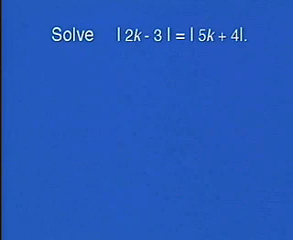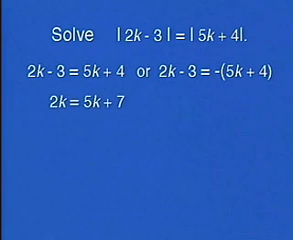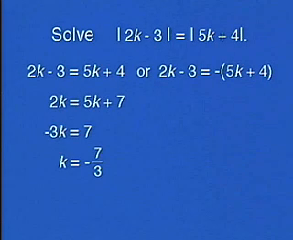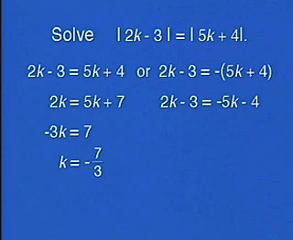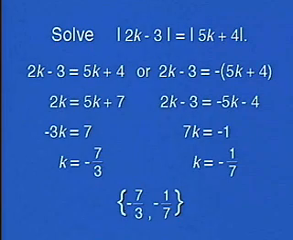Now let's look at an equation of the second type. We want to solve the absolute value of 2k minus 3 equals the absolute value of 5k plus 4. 2k minus 3 equals 5k plus 4, or 2k minus 3 equals the opposite of 5k plus 4. Solving the first equation, we find that 2k equals 5k plus 7, -3k equals 7, or k is equal to -7/3. Solving the second equation, remember we must distribute the negative sign. We have 2k minus 3 equals -5k minus 4. 7k equals negative 1, and finally, k equals negative 1/7. So our solution set consists of the two numbers negative 7/3 and negative 1/7.